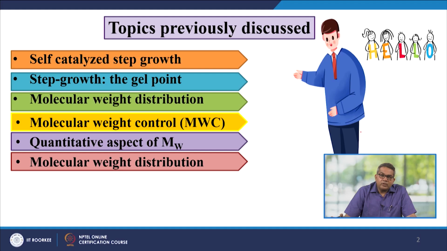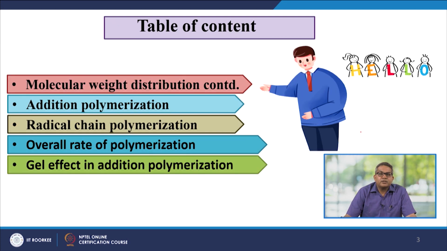Hello friends, welcome to the molecular weight distribution and addition polymerization, that is a chain reaction polymerization, under the edges of chemical reaction engineering in polymeric systems. Previously we have discussed the self-catalyzed step growth, the gel point, the molecular weight distribution, and molecular weight control. We discussed the quantitative aspects of molecular weight and molecular weight distribution.